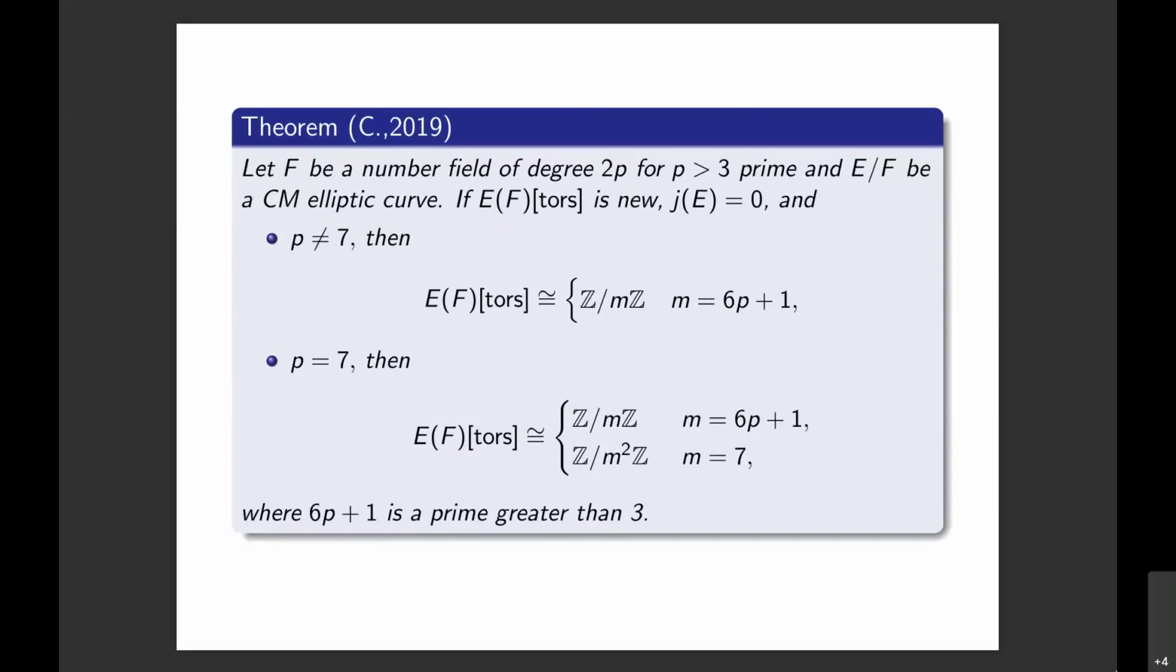If p is 7, then we can have Z mod MZ with M being 6p plus 1, or it can be Z mod M squared Z for M is 7. The reason this ended up being a problem child is that when the j-invariant is 0, the size of the unit group is 6. And so phi of 7 is 6, and that's where all the trouble started. So those are my results.